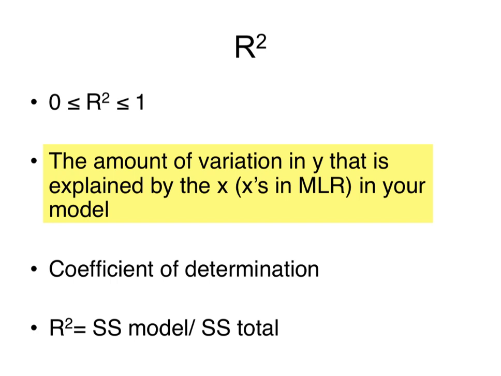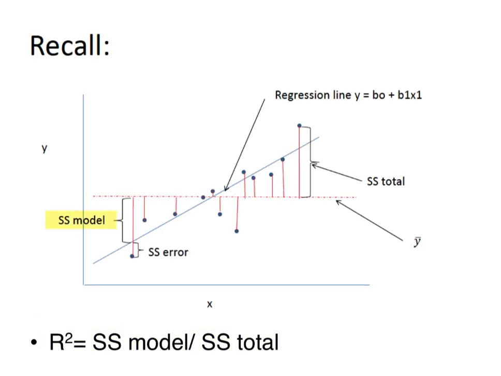In multiple linear regression, the R-squared tells us the proportion of the variation in y that is explained by the explanatory variables in the model. The R-squared is also known as the coefficient of determination. And the R-squared is calculated by dividing the sum of squares of the model by the sum of squared total. You'll recall that the sum of squared model is the variability in the y values that is explained by x, and the sum of squared total is the total amount of variation in the y values. So the R-squared is calculated by dividing the sum of squared model by the sum of squared total.